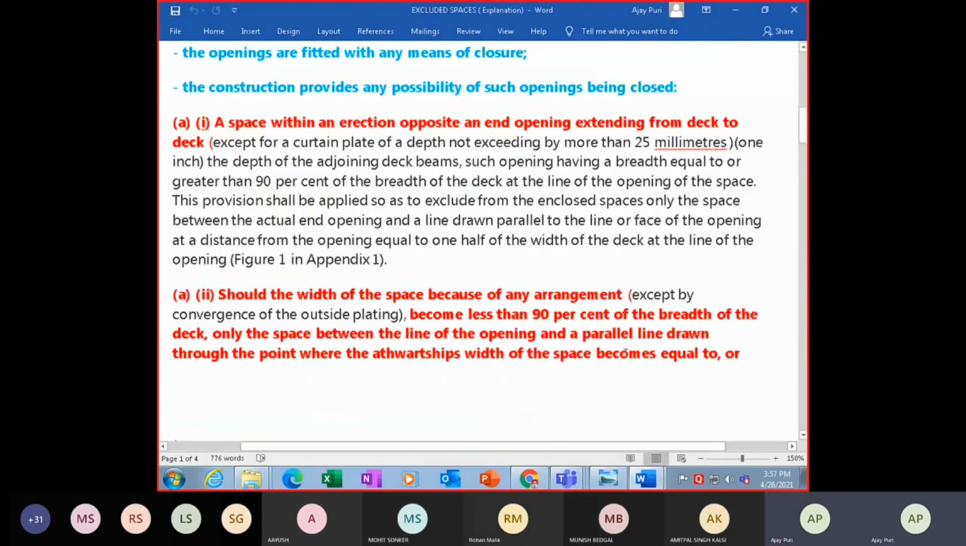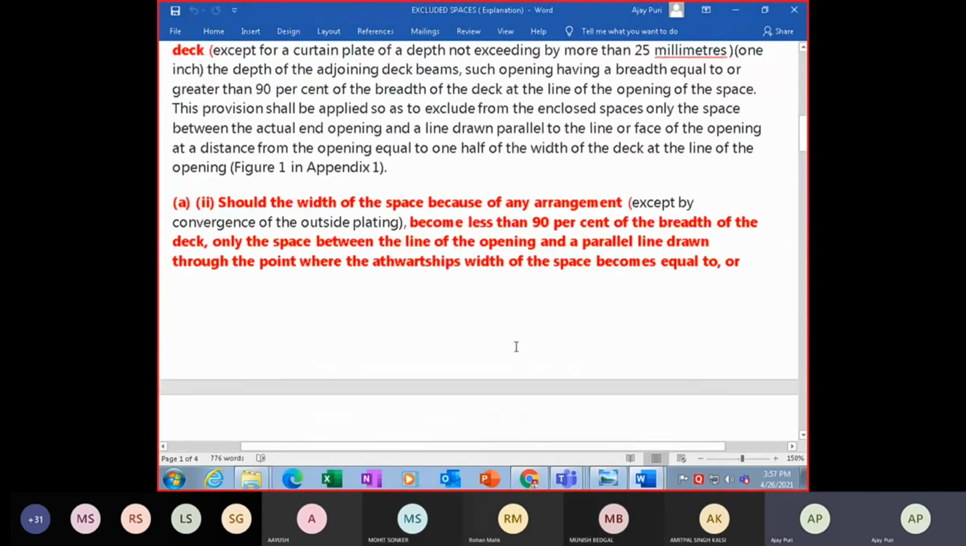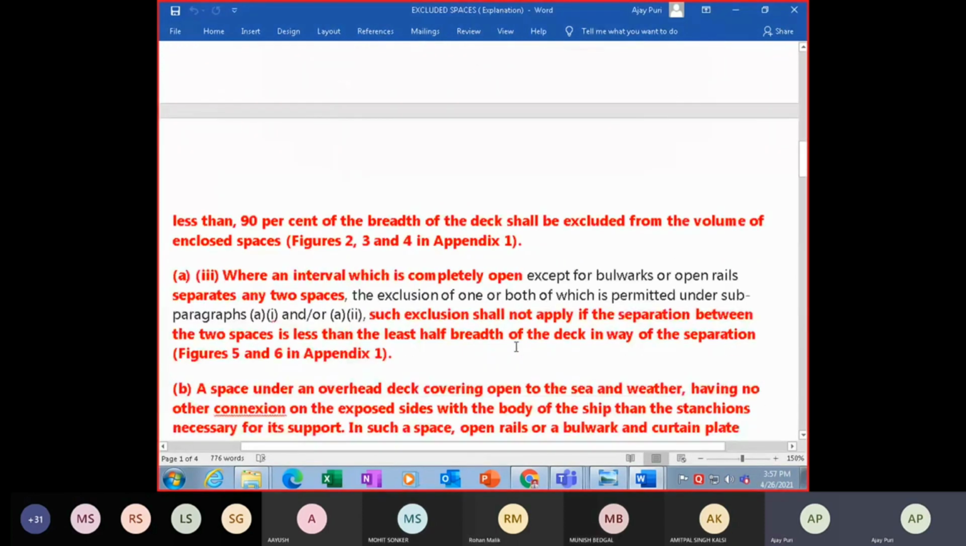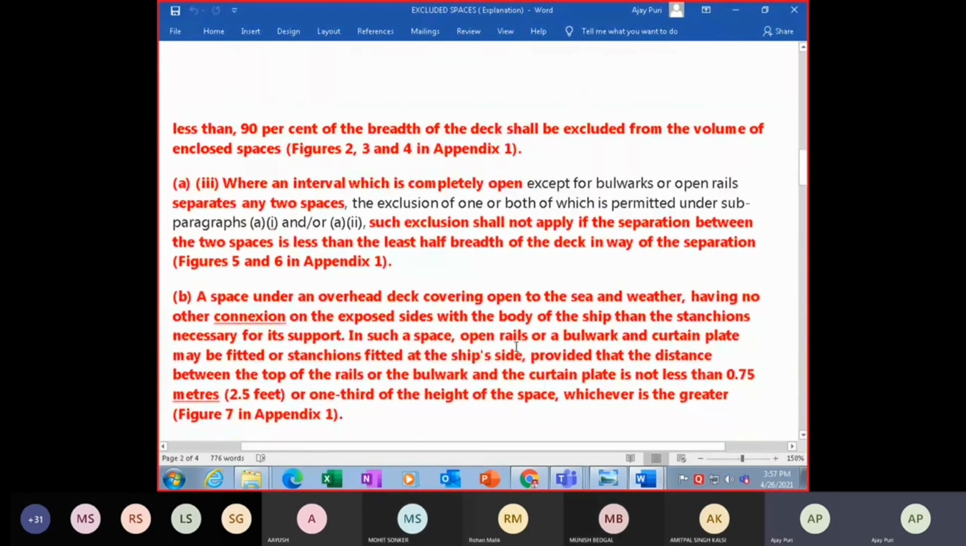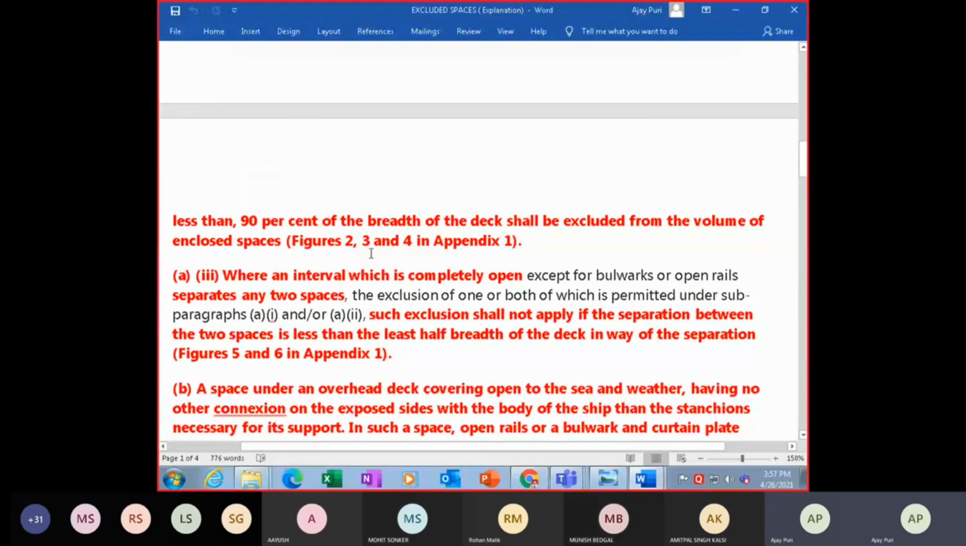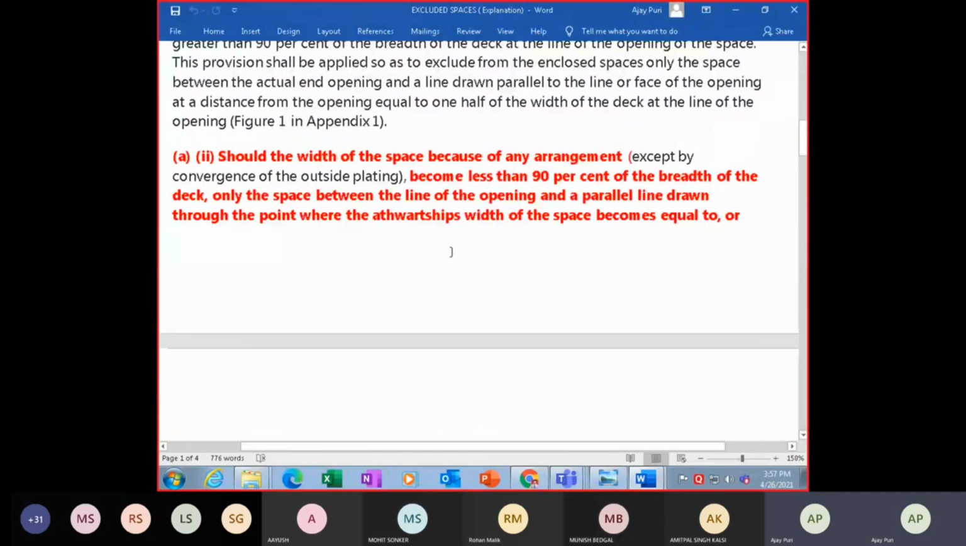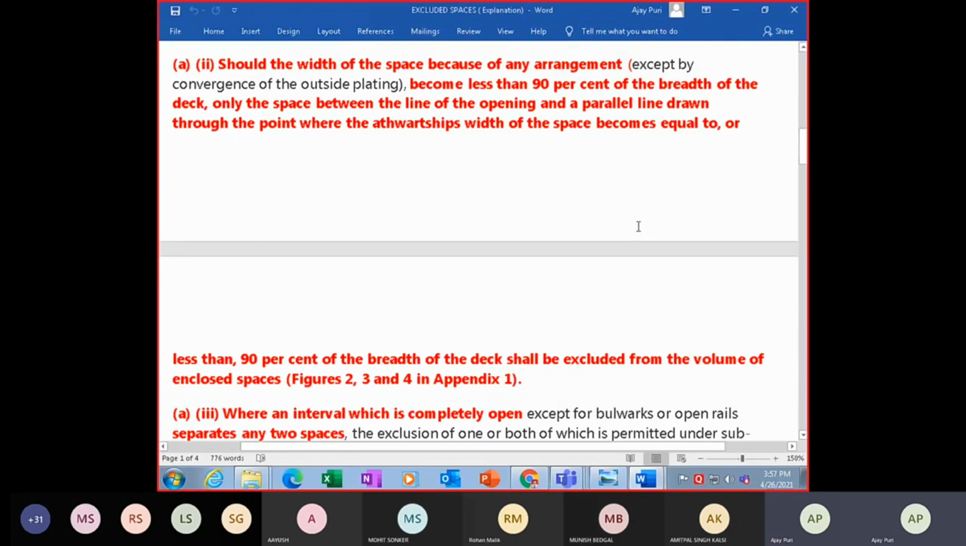So this was figure 1, and figure 2 we have already done. Now we do figures 3 and 4. Should the width of the space between the arrangement become less than 90% of the breadth, only the space between the line of opening and the line drawn parallel through the point at which the athwart width becomes equal to or less than 90%, that area will be excluded from the volume of enclosed spaces.